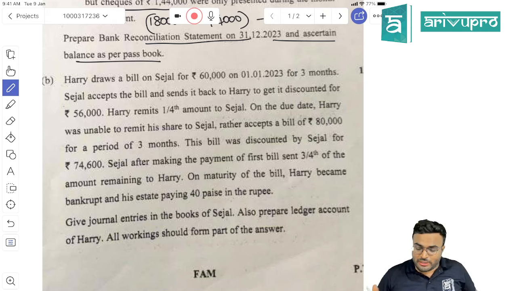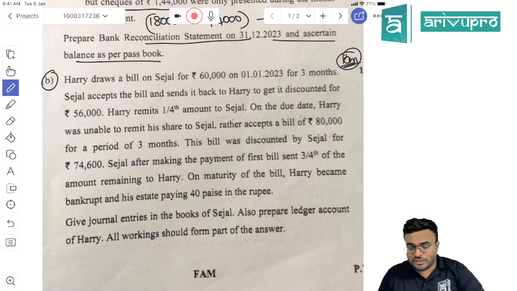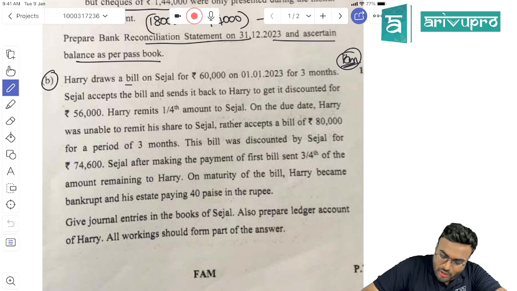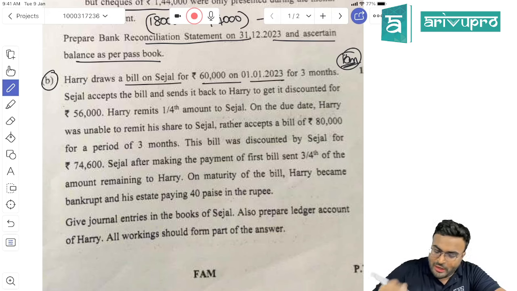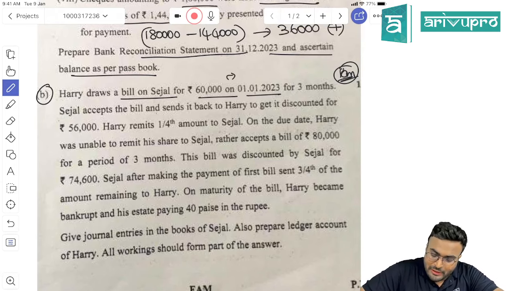Okay, next question is from your bills of exchange. Bills of exchange also they have asked 10 marks. 10 marks from bills of exchange. Harry draws a bill on Sejal for 60,000 on 1/1/2023. Harry draws a bill. So what will be the entry here?